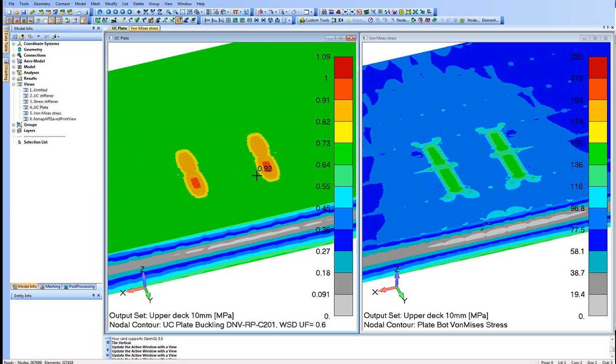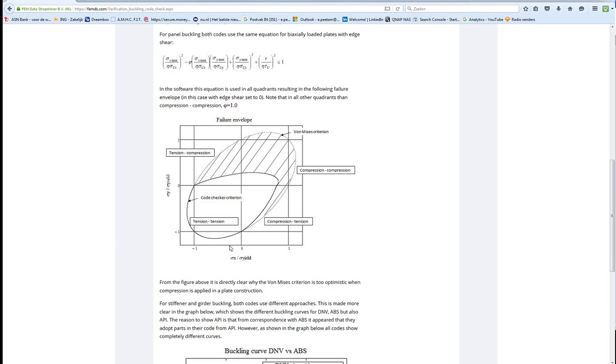If also a check is performed according to, in this case, DNV, the unity check values show a more critical picture. In this area, the panels are really critical. The following graph shows the reason why. The von Mises stress is in most cases too optimistic. Only in the tension-tension quadrant, these are acceptable. For all other quadrants, a code check leads to more pessimistic results and to higher unity checks.